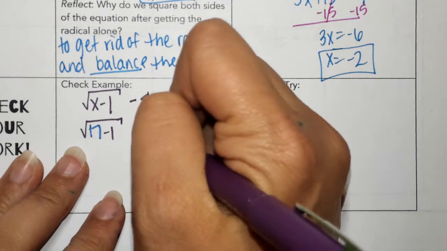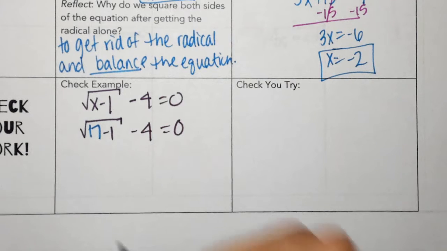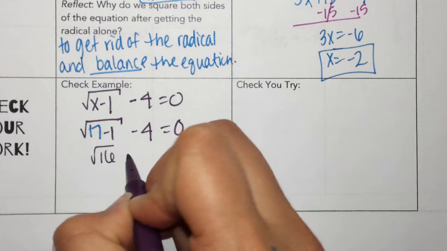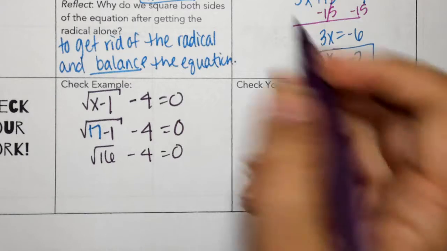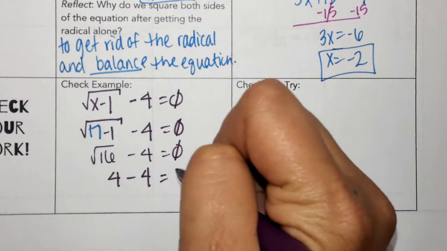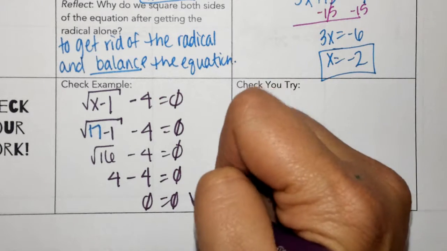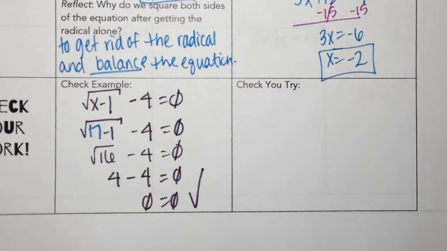The square root of 17 minus 1, minus 4 equal to 0. What's 17 minus 1? 16. What's the square root of 16? 4. And what's 4 minus 4? 0. Does 0 equal 0? Yeah. We did it right.